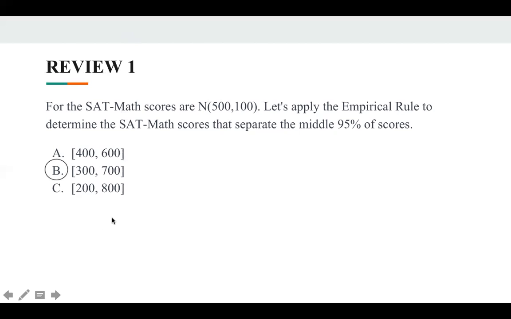Okay, yes, so the answer is B. So here for the middle 95%, we will use the 95% rule. So we take our mean plus or minus 2 times the standard error, which is 100 here. And once we do all that math, we get 300 and 700. Those are our confidence intervals. So we know that 95% of scores are between 300 and 700.